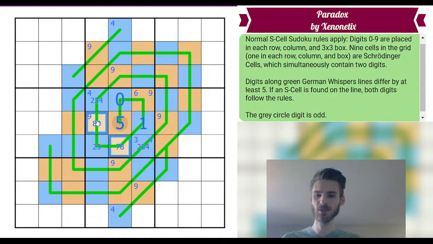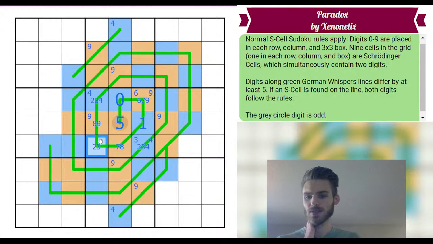Is there always an 8 in one of these 2 cells? Yes, there is. Because there's a 3 in one of these 3 cells, and we need to use the 9 for the 4.